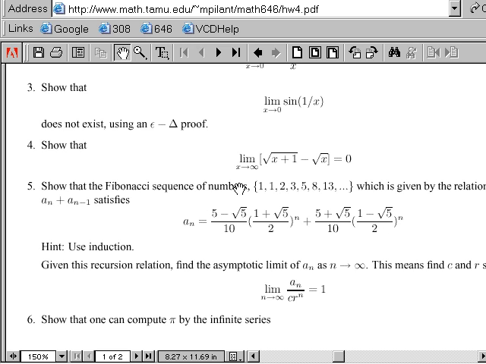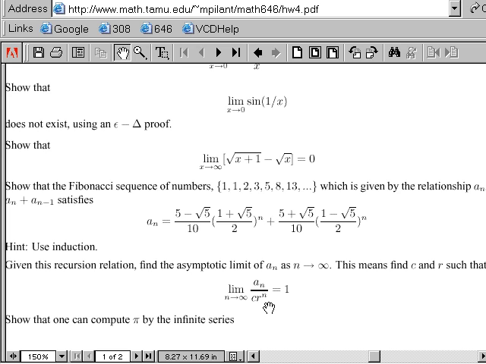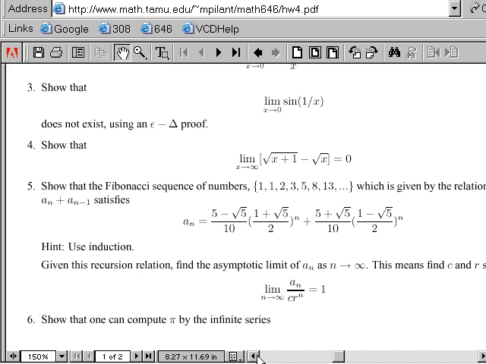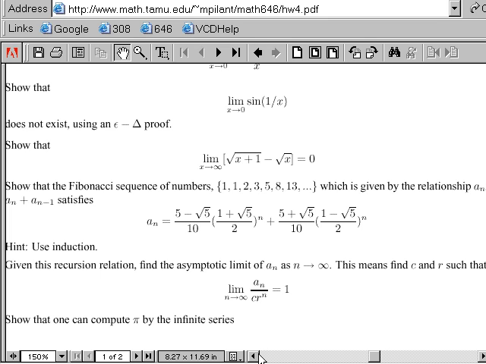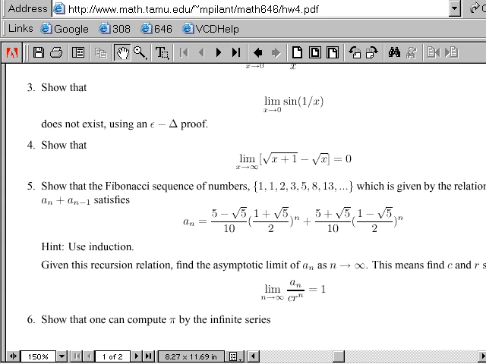the nth power. So what I want you to do is prove that the Fibonacci numbers actually satisfy this. You can do it by substitution for the first few values, but I want you to use induction to show that it's true for all n. Once you have that form, I want you to show that asymptotically the Fibonacci numbers look like a power r to the n times some constant c. So find the asymptotic behavior of the Fibonacci numbers.